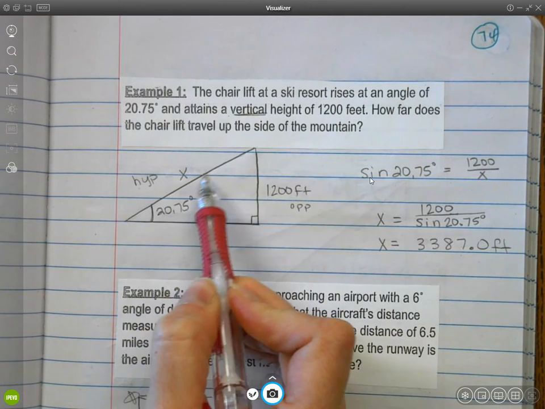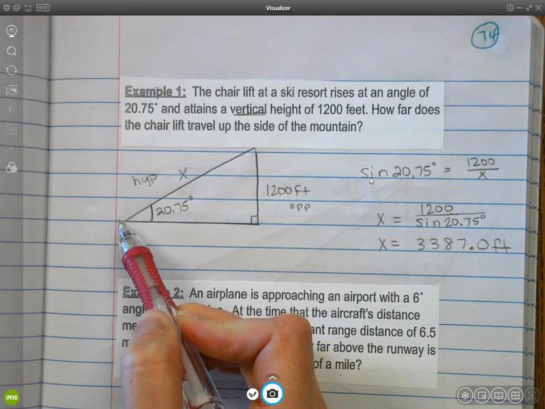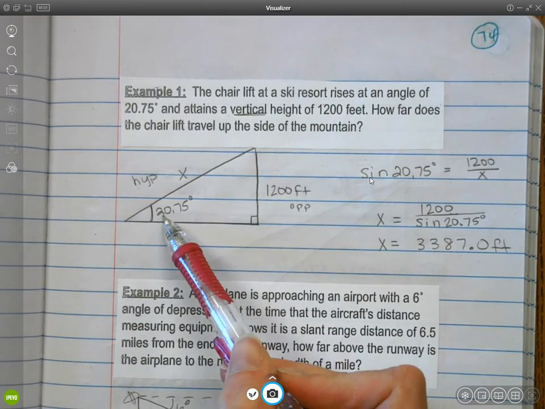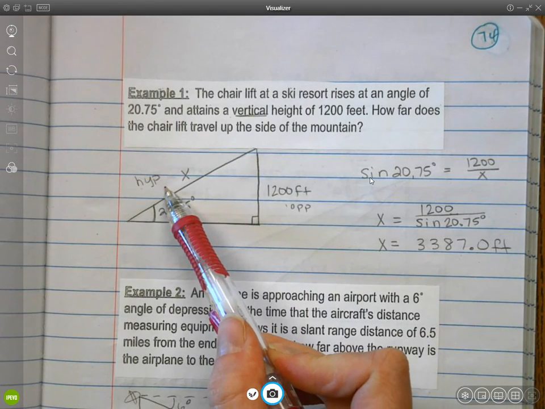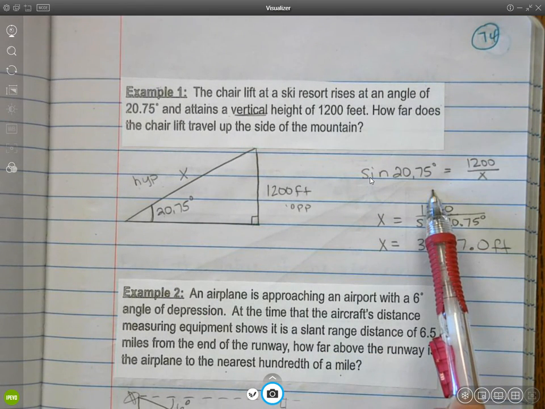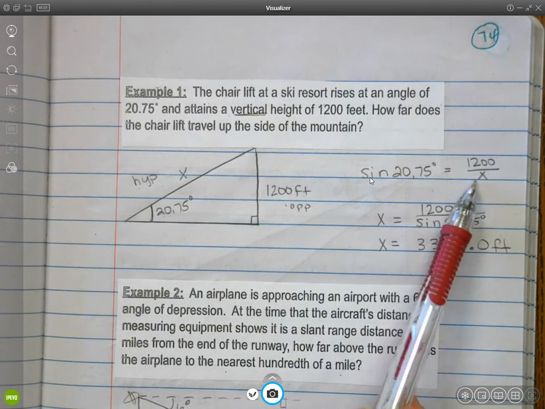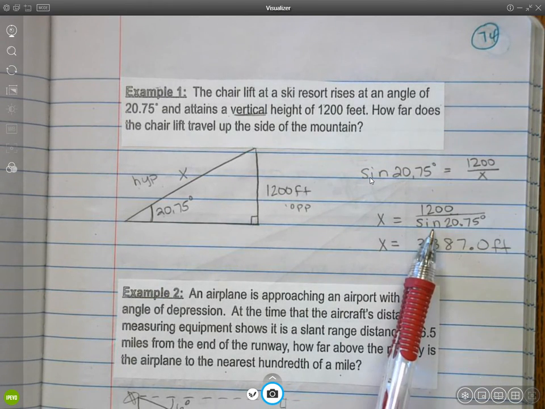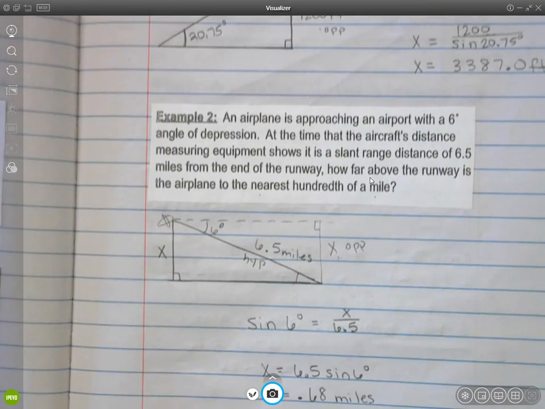So that chairlift goes up the mountain at an angle. So this is how long the cable would need to be. So that's what we're looking for. From this angle, we know the opposite. We're looking for the hypotenuse. So we use sine to set up our equation. To solve, we're going to switch these guys and divide. And you get 3,387 feet. All right, example 2.